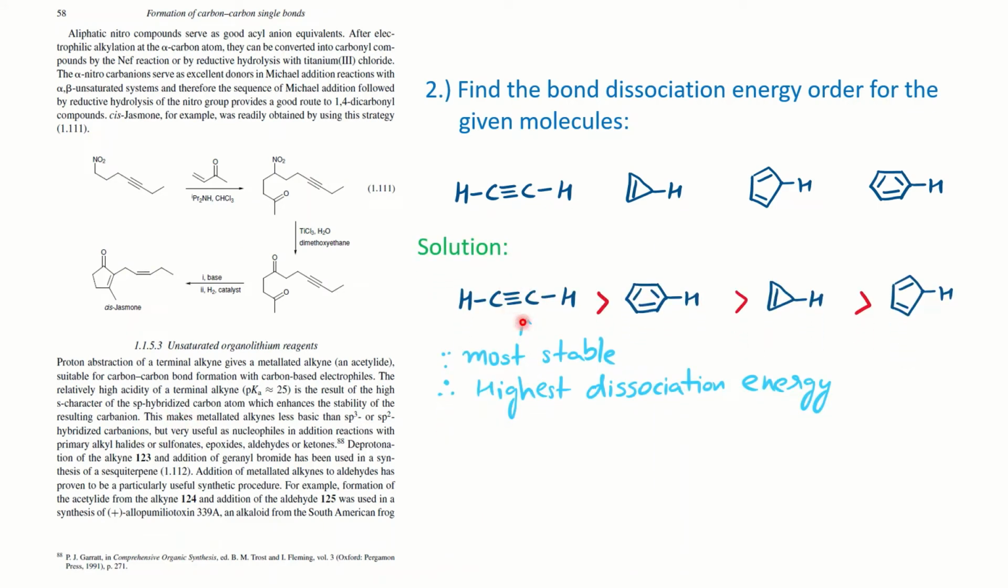So the most stable is the triple bond, being sp hybridized, then sp2. Compared to these two protons, both are sp3. This one has the 3-membered ring, so it will have more s character, and so compared to the cyclopentadiene, it is more stable, therefore it requires high dissociation energy.